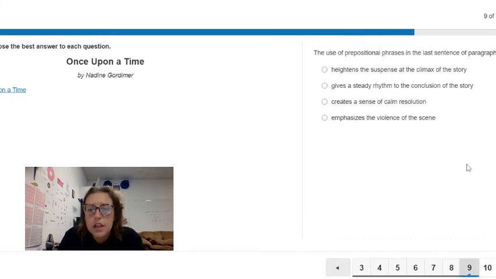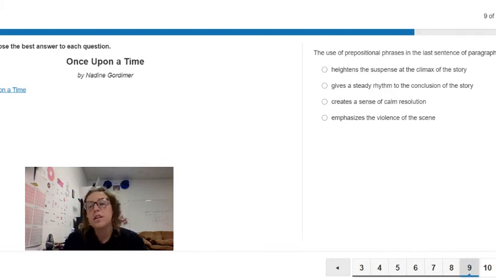All right. The use of prepositional phrases in the last sentence of paragraph 18: A, heightens the suspense at the climax of the story. B, gives a steady rhythm to the conclusion of the story. C, creates a sense of calm resolution. Or D, emphasizes the violence of the scene.